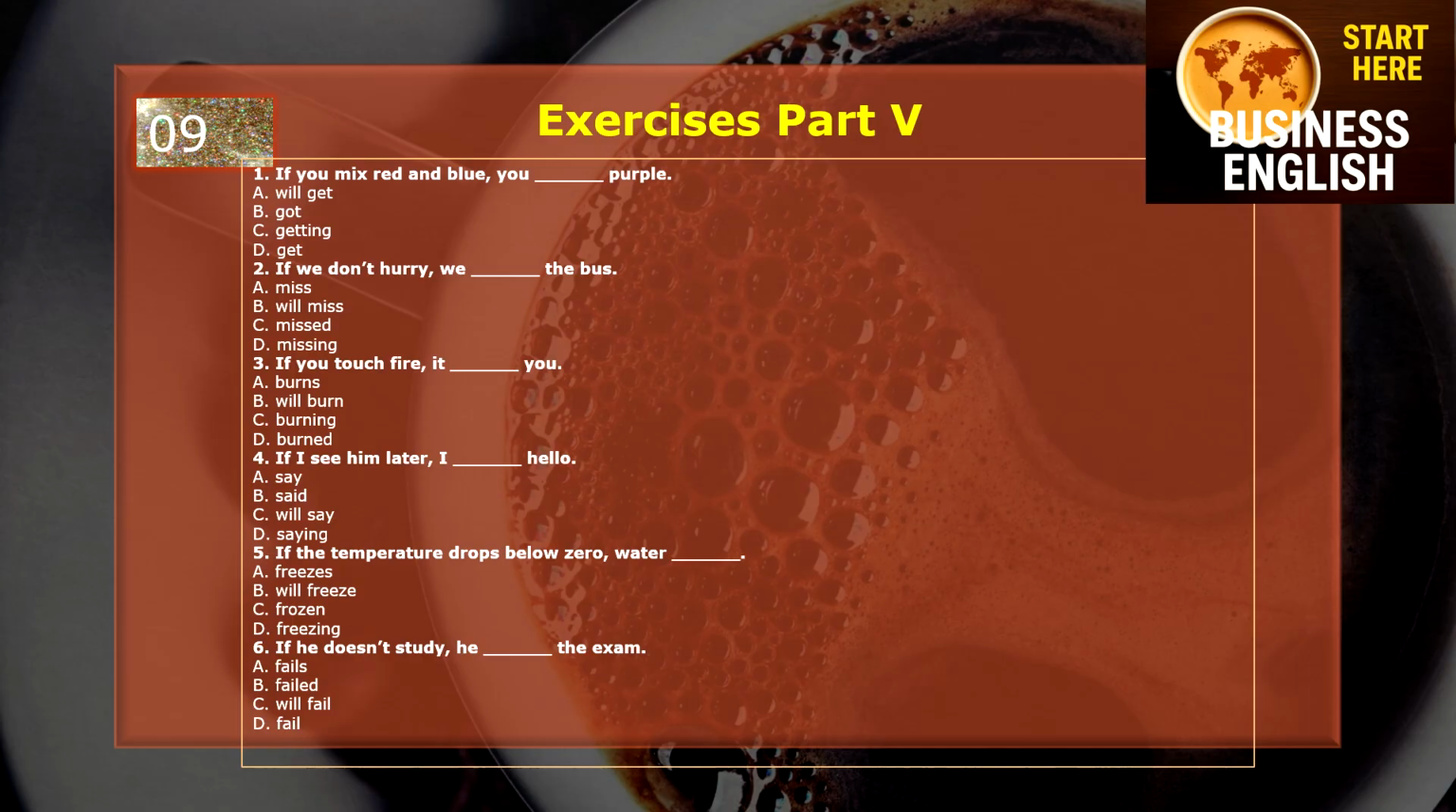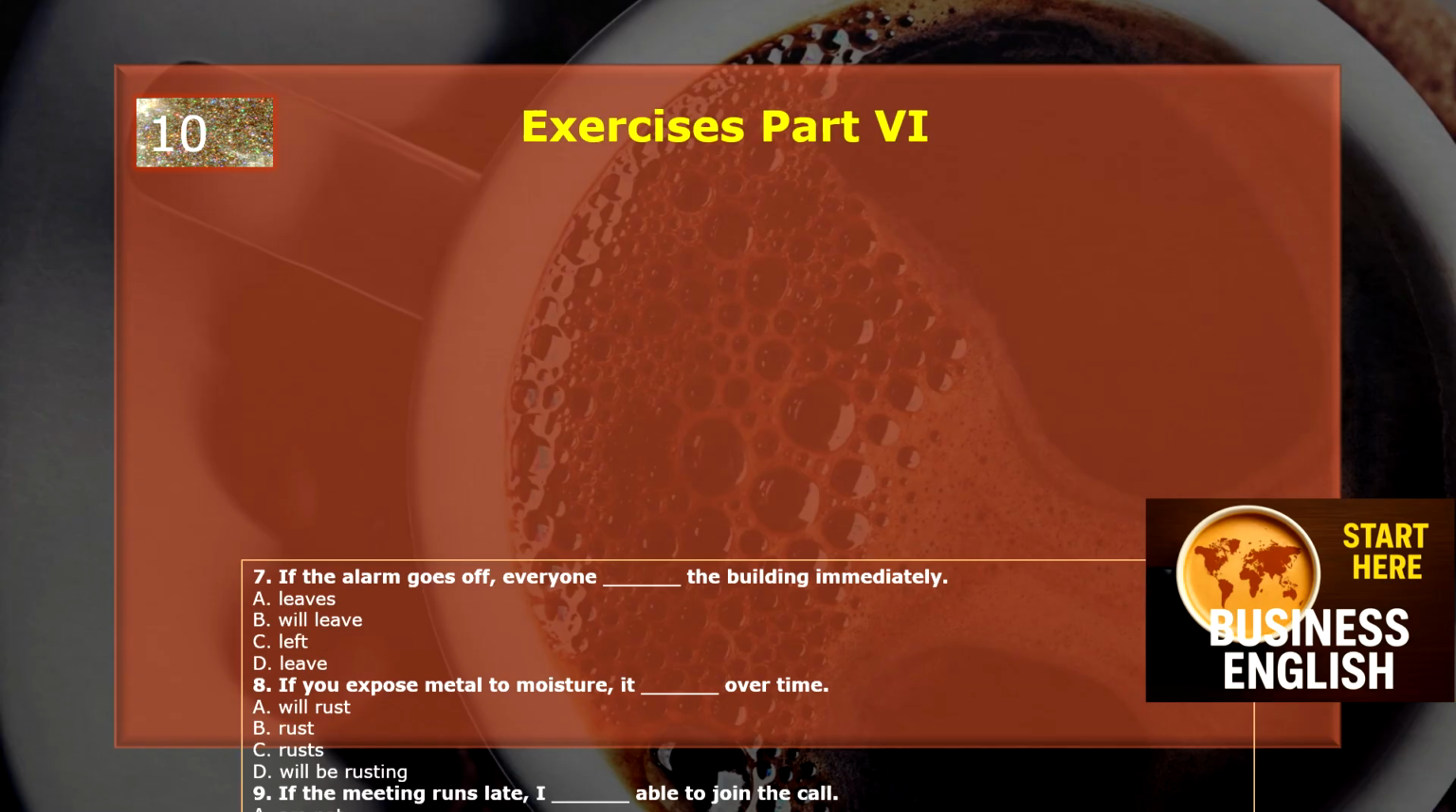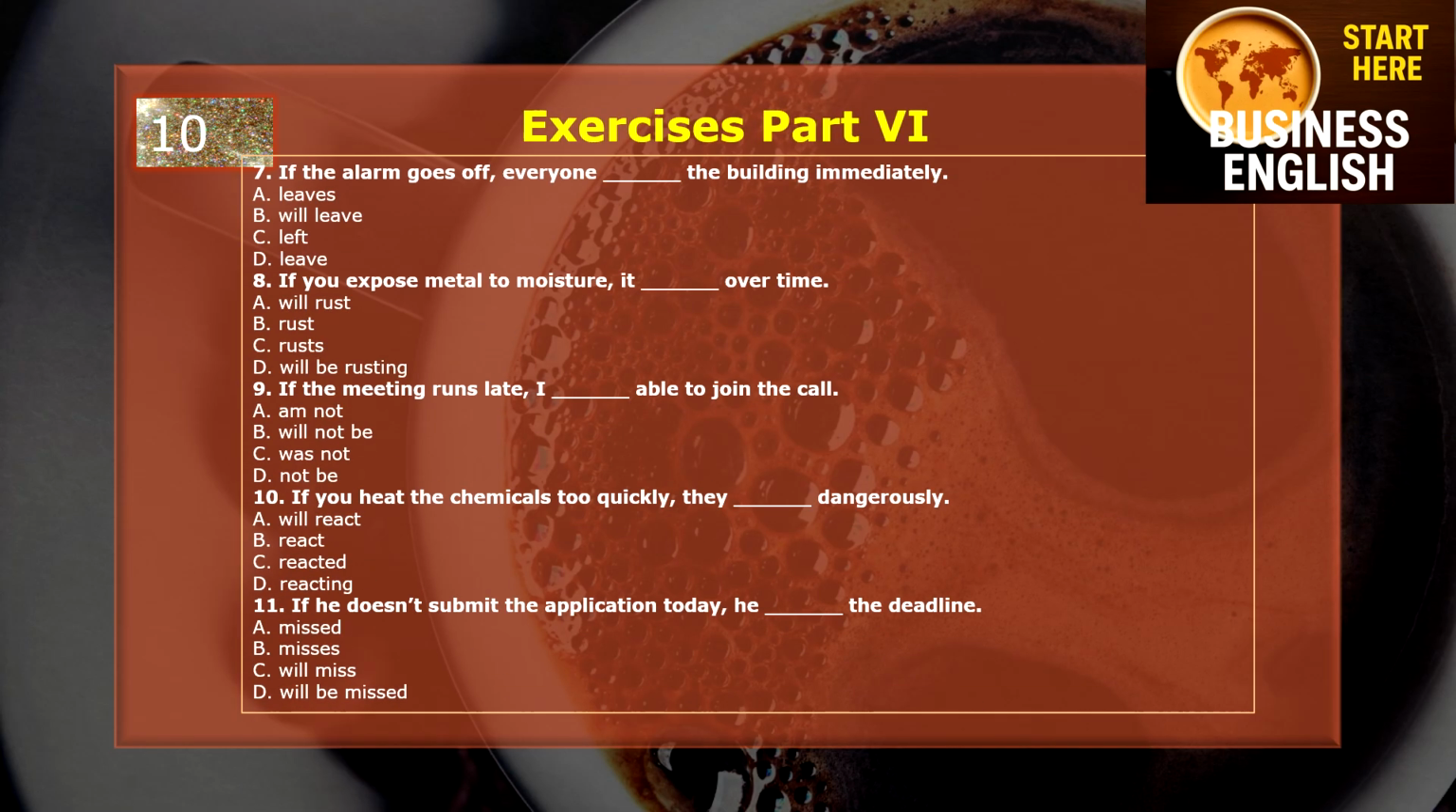And 6. If he doesn't study, he A. fails, B. failed, C. will fail, or D. fail the exam. Exercises Part 6. 7. If the alarm goes off, everyone A. leaves, B. will leave, C. left, or D. leave the building immediately.